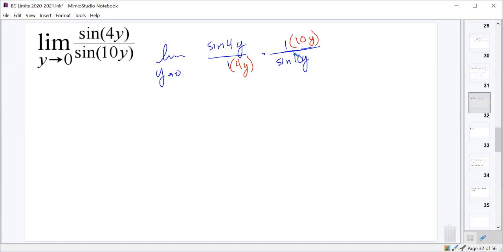And then let's just see what we've done. We've put a y in the denominator and a y in the numerator. Are we good there? Do we need to do anything else with the y's? No. Nope.